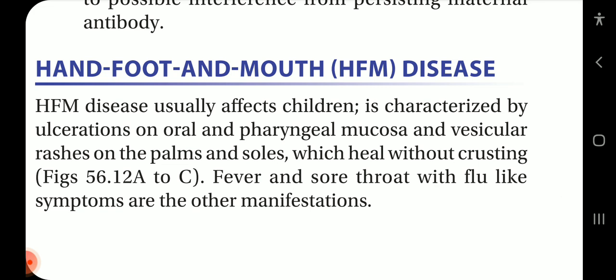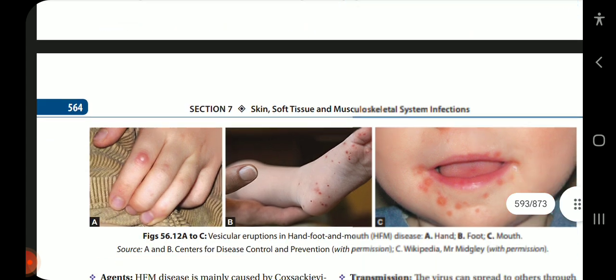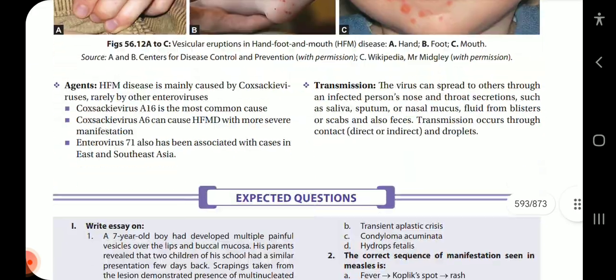Hand, foot and mouth disease, HFM disease. HFM disease usually affects children. It is characterized by ulcerations on oral and pharyngeal mucosa and vesicular rashes on the palms and soles, which heal without crusting. Fever and sore throat with flu-like symptoms are the other manifestations. In this figure, we can see the vesicular eruptions of hand, foot and mouth disease on the hand, foot and mouth.